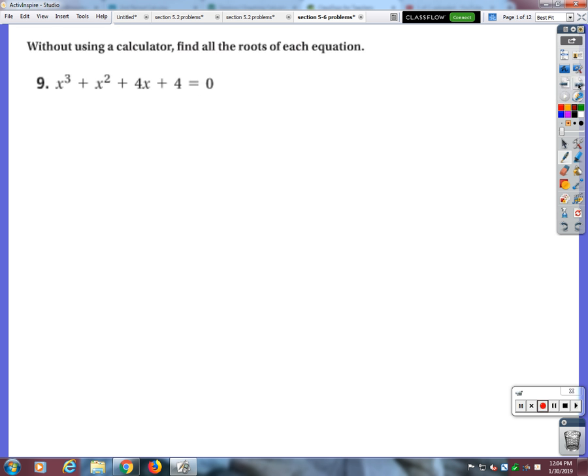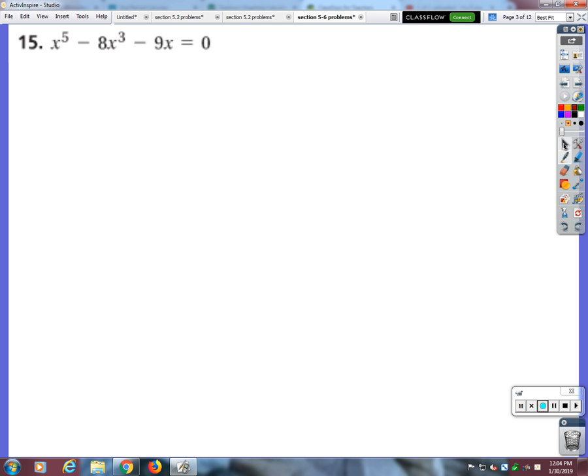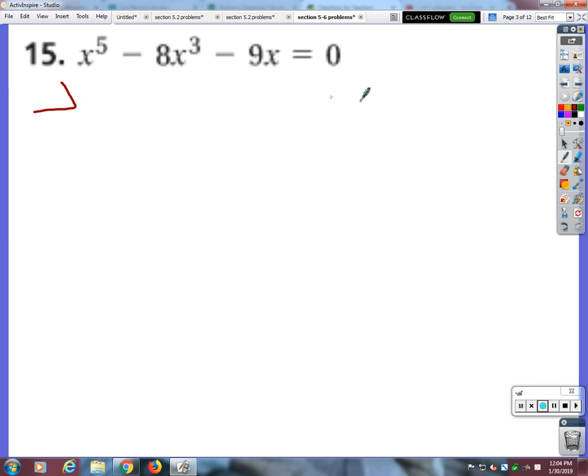Okay, without using a calculator, find all the roots. All right, so Luke, what are the numbers that go here? Okay, stop right there. What's the next number after 1? 0. How come? Because there's no x to the 4th. Okay, so I got to tuck a 0 in there for the x to the 4th.